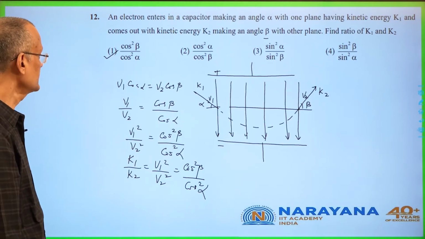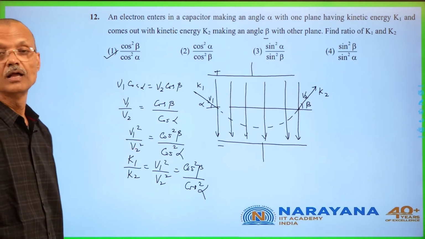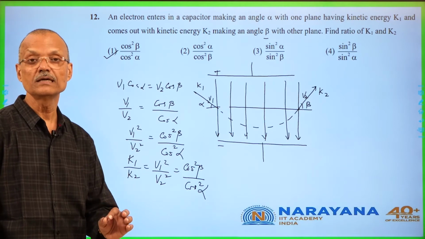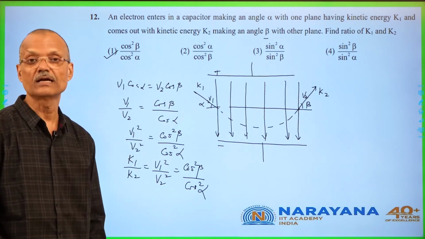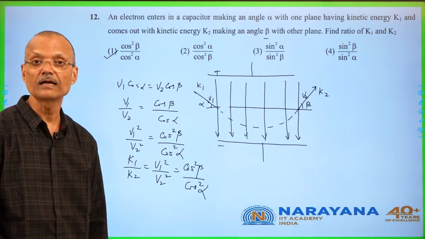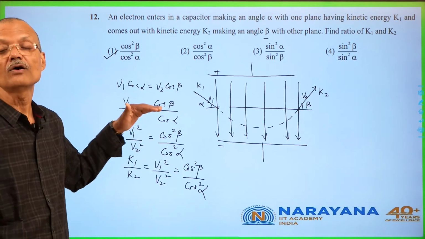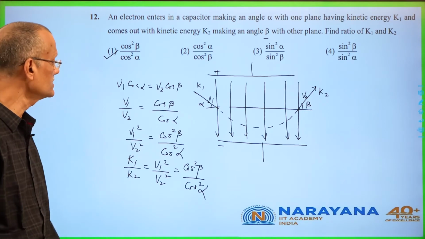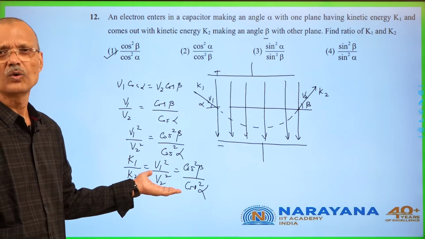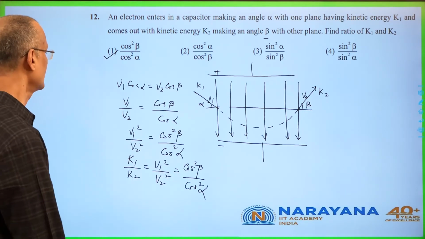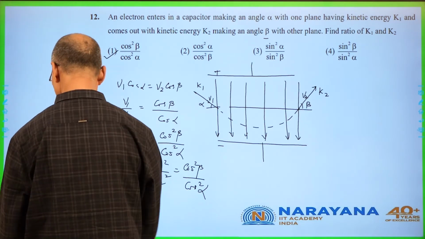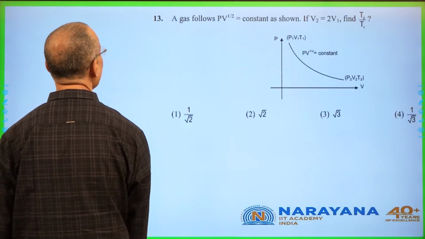Check. Very simple. You have just considered that in the horizontal direction, no force is acting, so there is no acceleration. So you have taken velocity in the horizontal direction as constant, and within 1 minute you are going to get the answer. Let us now move to question number 13.